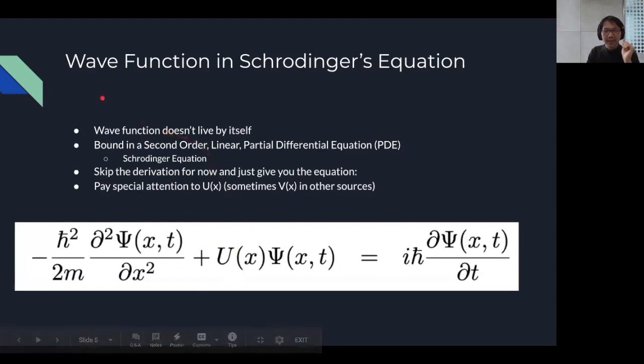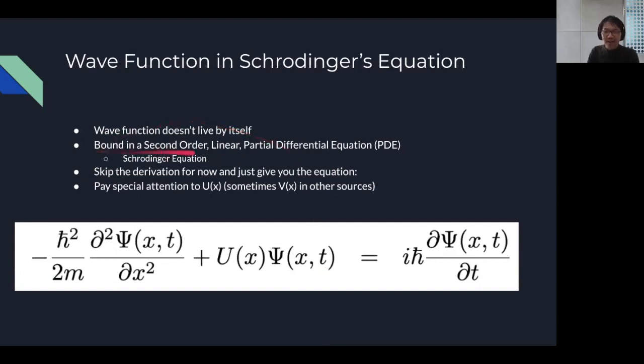With that being said, okay, the wave function in the Schrodinger equation. So this is the full-on Schrodinger equation. It looks very intimidating, but fret not. You won't have to worry about this too much in quantum computing. The wave function doesn't live by itself. In every physicist's dream world, psi of x, t would just be by itself, but it isn't.